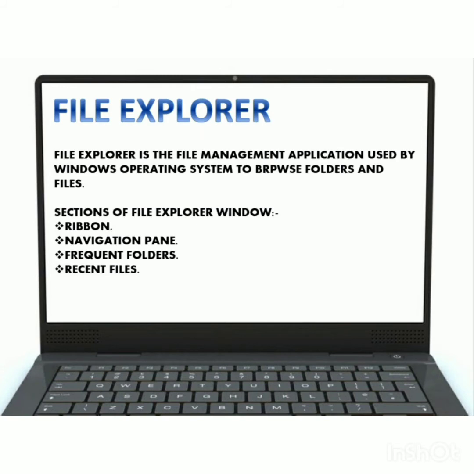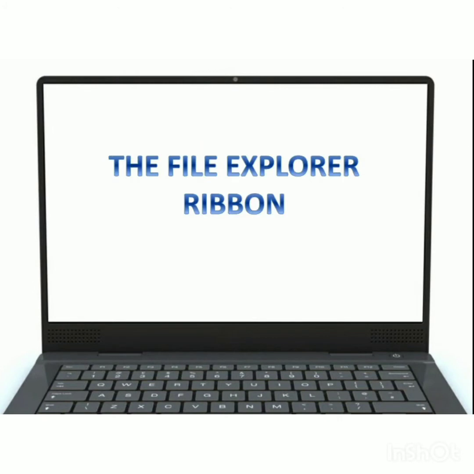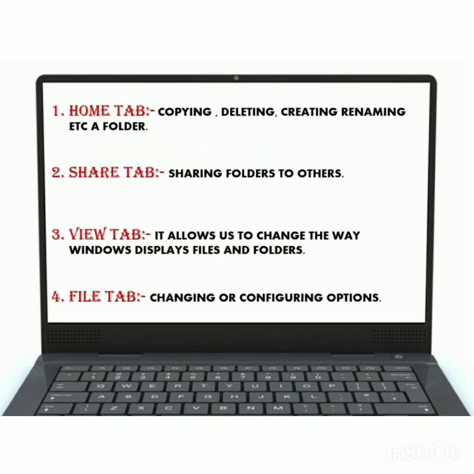Kids, there are certain sections of the File Explorer window. First one is the ribbon, next one is the navigation pane, third one is frequent folders, and the last one is recent files. Now the most important section is the File Explorer ribbon. Let's see how many tabs are there in the File Explorer ribbon. First one is Home tab, second one is Share tab, third one is View tab, and the last one is File tab.